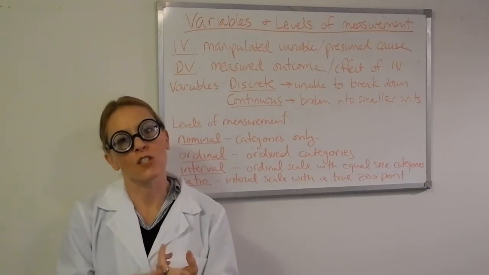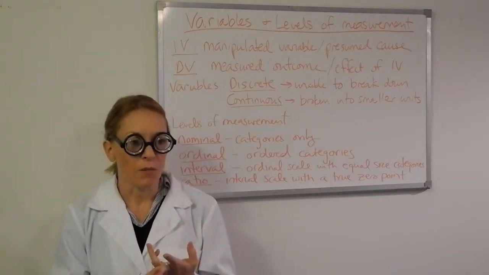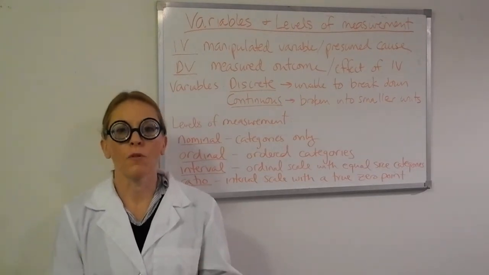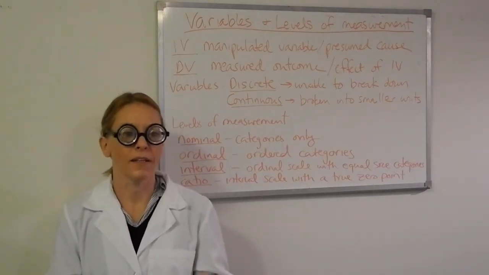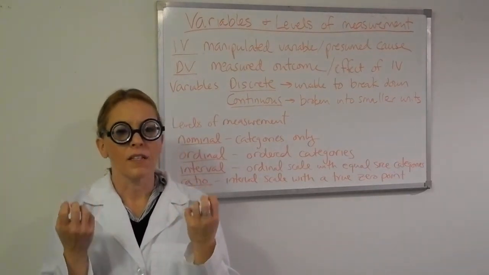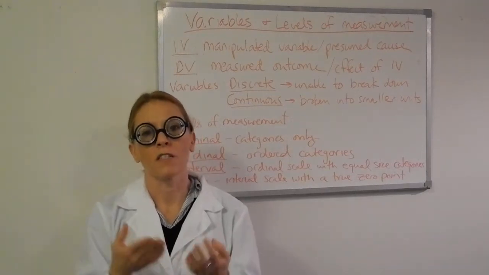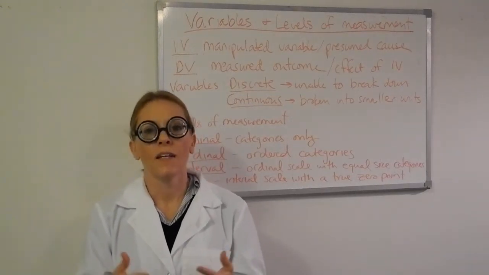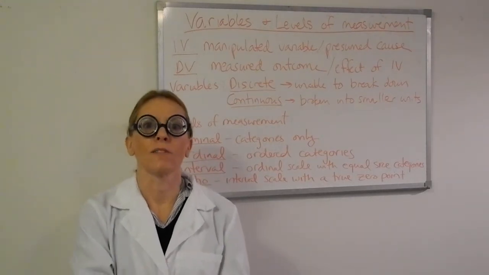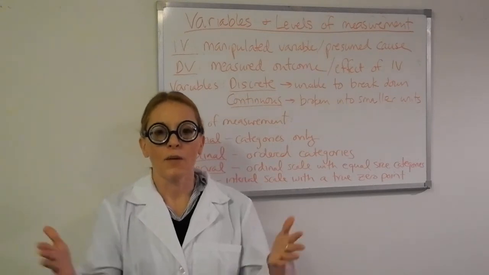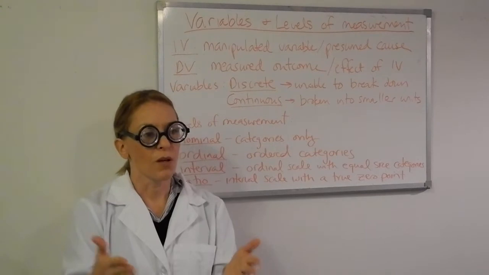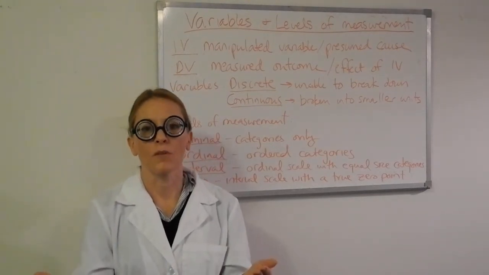Variables can also be either discrete or continuous. Discrete variables can't be broken down into smaller units at all. They're things like number of siblings, and you just can't have half a sibling. But continuous variables can be broken down into smaller and smaller units. So something like time, you can break that down into minutes, seconds, milliseconds, nanoseconds, and as small as we can measure. So it can be broken down into smaller and smaller units. So those are two types of variables that we can look at.